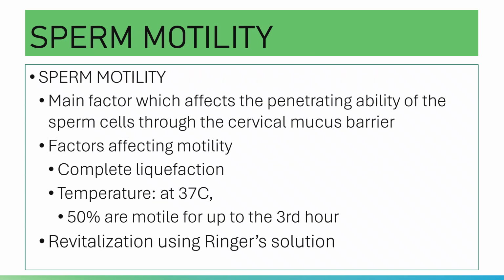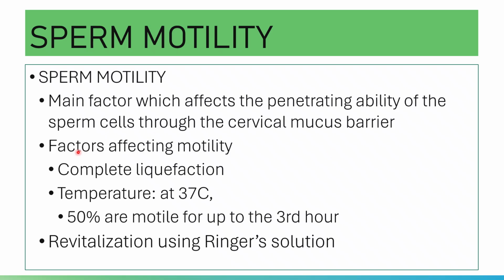Sperm motility. Please note that your sperm motility is the main factor which affects the penetrating ability of the sperm cells through the cervical mucous barrier. Because the sperm cells, once they are presented to the cervix, must propel themselves through the cervical mucosa to the uterus, going to the fallopian tubes, and finally reaching the ovum for fertilization accordingly.